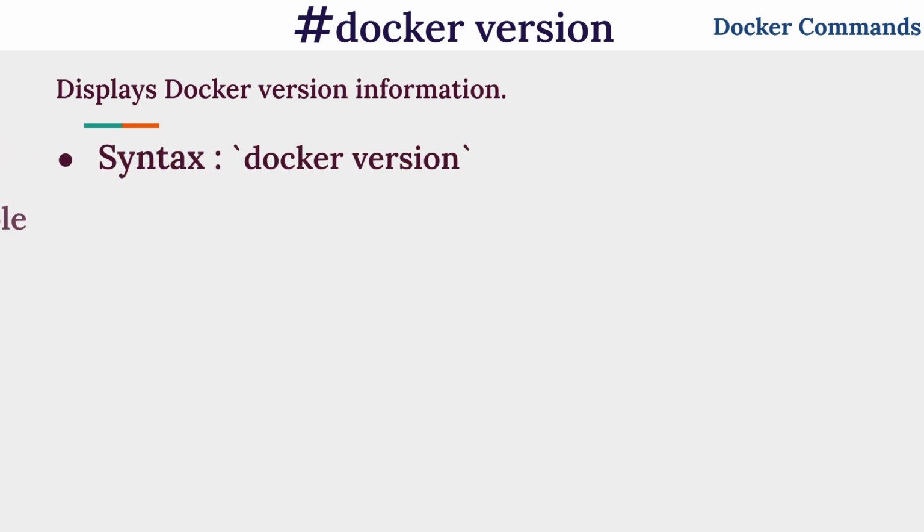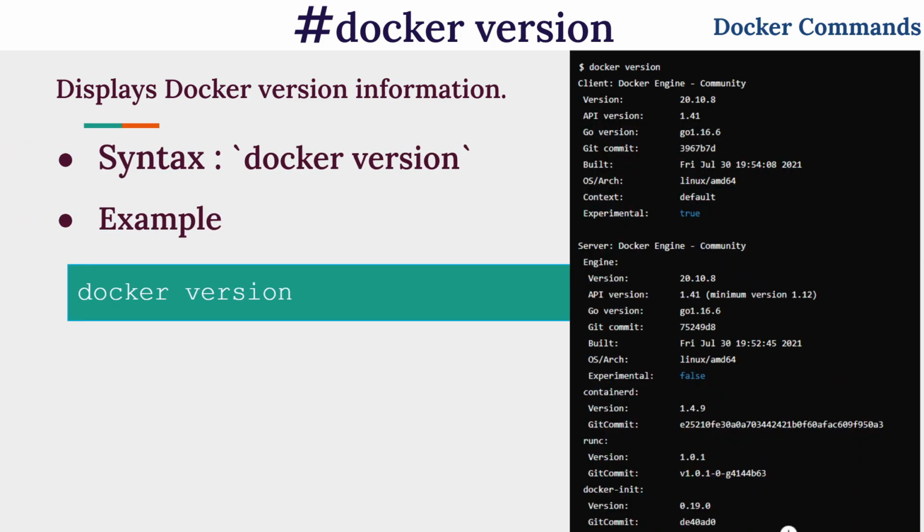As you can see from the output, the Docker version command gives us two main sections: the client information and the server information. Each section provides key details like the Docker version, API version, Go version, and more. This information is crucial for troubleshooting and ensuring compatibility with other Docker tools and services. Let's see the next command.